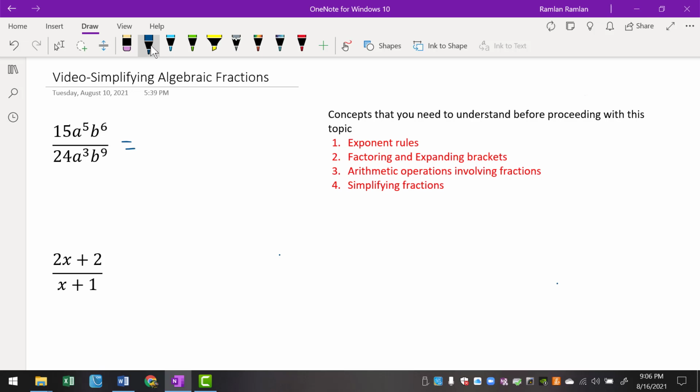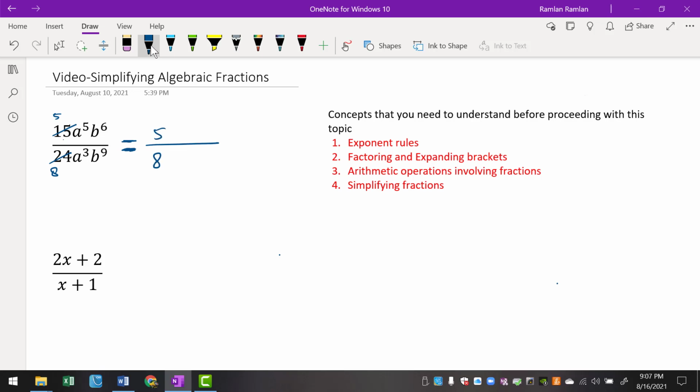Basically what we're doing here is simplifying the terms that we can cancel, but make sure that all of them are being multiplied. In the numerator, 15 a to the power of 5 b to the power of 6, all of them are being multiplied, and in the denominator, 24 a to the power of 3 b to the power of 9, all of them are also being multiplied. So just cancel the numbers that we can cancel, like 15 and 24, because both of them are divisible by 3. Divide by 3, you get 5, and divide 24 by 3, you get 8. So that is going to be 5/8.